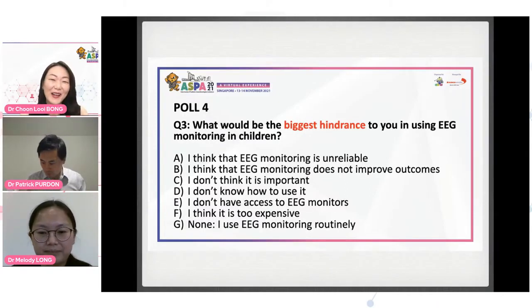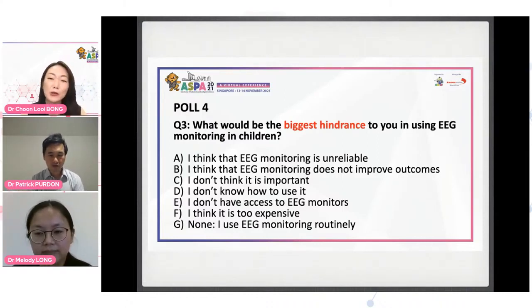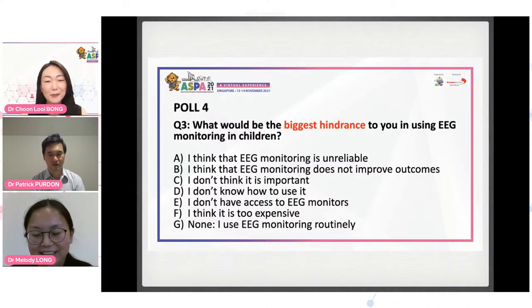And the final question. Of course, we have to live with constraints. What do you think would be the biggest hindrance, now that everybody's willing to try? What do you think is the biggest hindrance to you using EEG monitoring in children? Do you still think it's unreliable, or it doesn't improve outcomes, or it's not important? You don't know how to use it? I hope you won't say that after this. Or maybe you don't have access, which is a problem, we understand that. Or it's too expensive. Or maybe like me, you use EEG monitoring routinely.